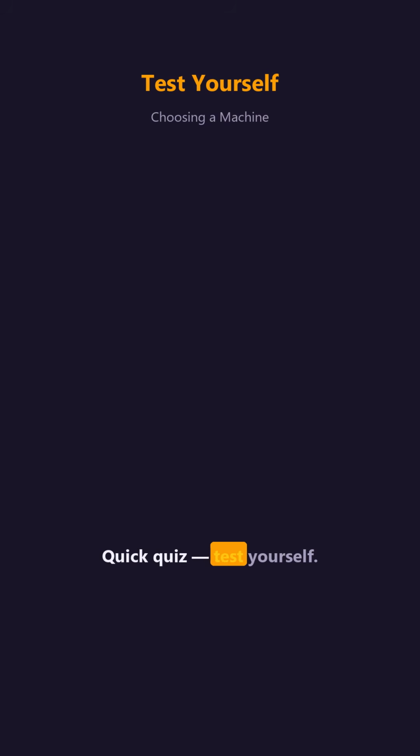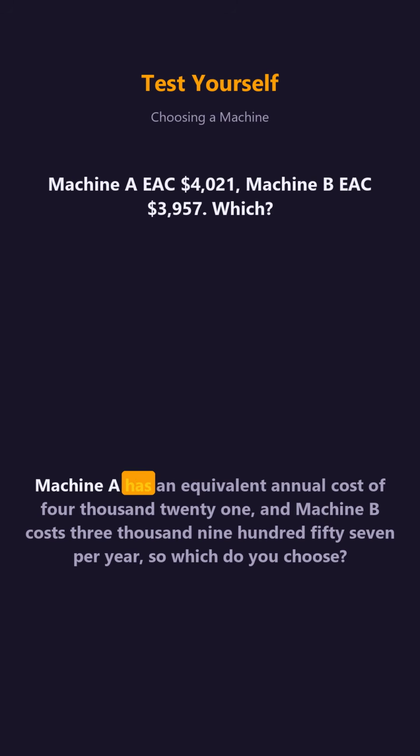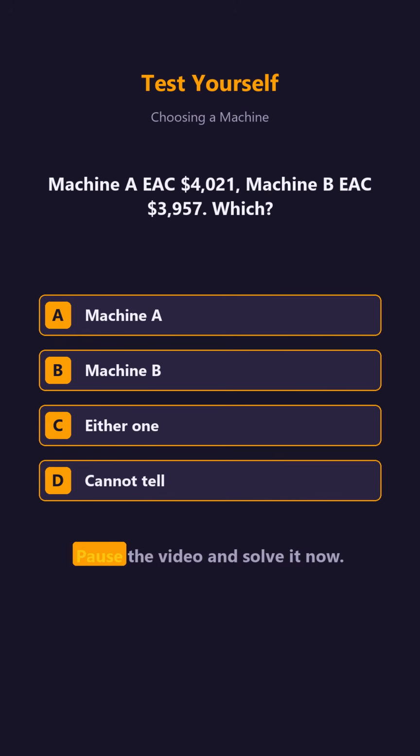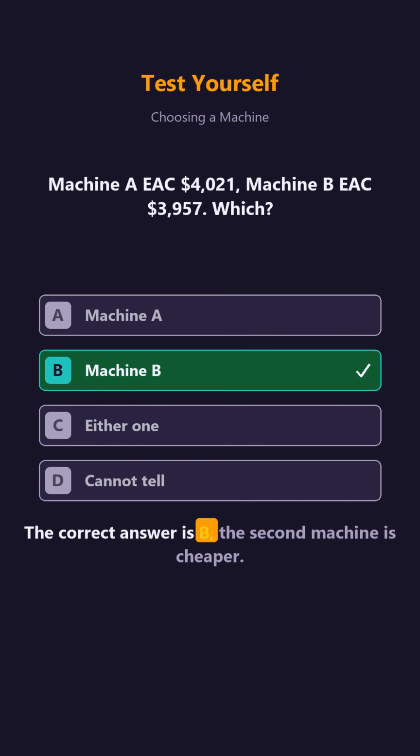Quick quiz, test yourself. Machine A has an equivalent annual cost of $4,021, and Machine B costs $3,957 per year, so which do you choose? Here are your 4 options. Pause the video and solve it now. The correct answer is B, the second machine is cheaper. Machine B has the lower cost per year, so it is the better deal.